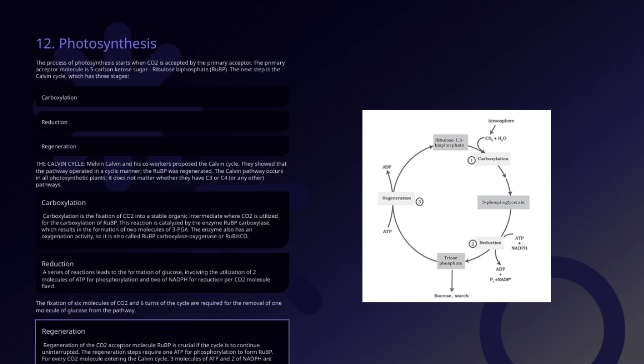And finally, the entire Calvin cycle operates in a cyclic manner, as proposed by Melvin Calvin and his colleagues. This cycle not only fixes CO2, but also regenerates RuBP, allowing the process to continue seamlessly. It's a universal pathway in all photosynthetic plants, regardless of whether they follow the C3, C4, or other pathways. So, in essence, the Calvin cycle is a beautifully integrated process that converts inorganic CO2 into organic molecules, driven by energy from ATP and NADPH, and sustained by the regeneration of RuBP.